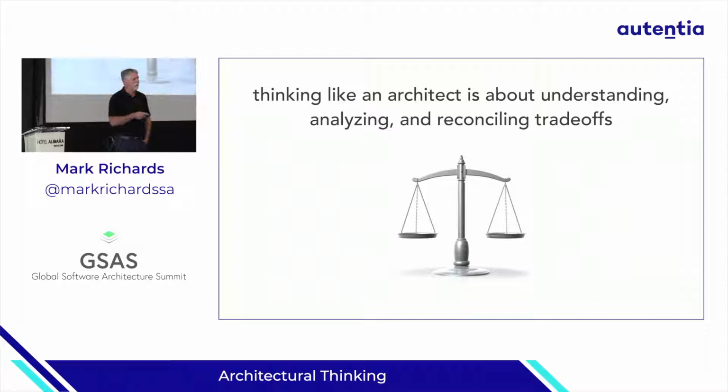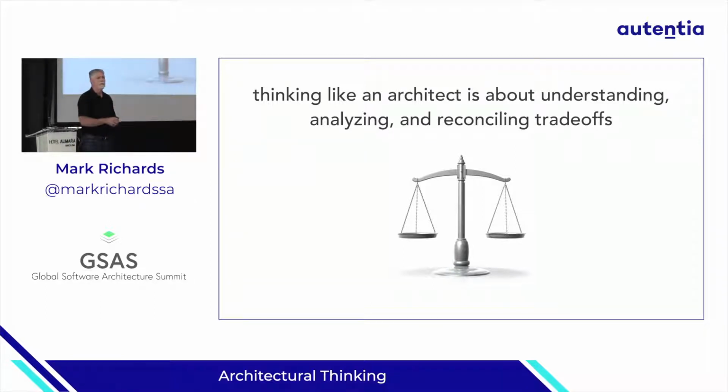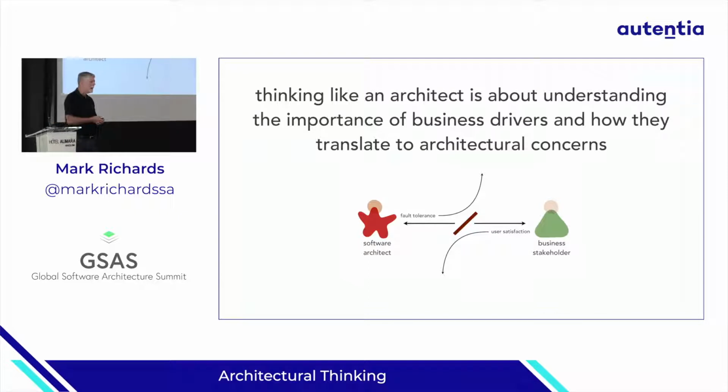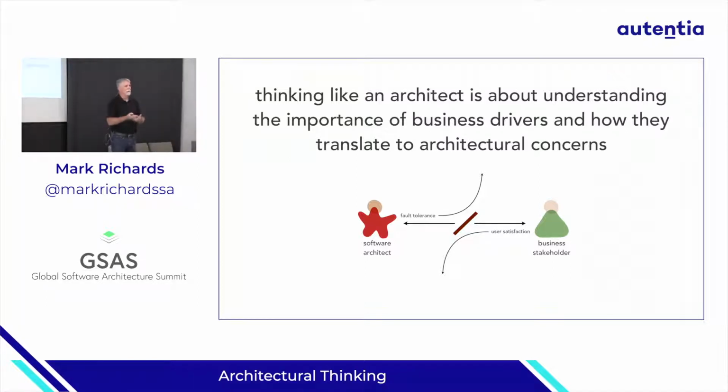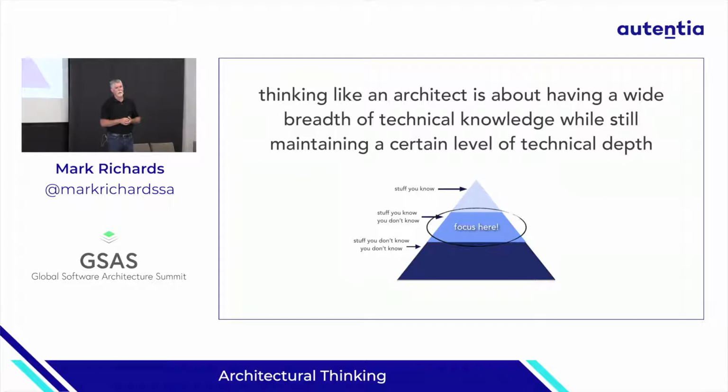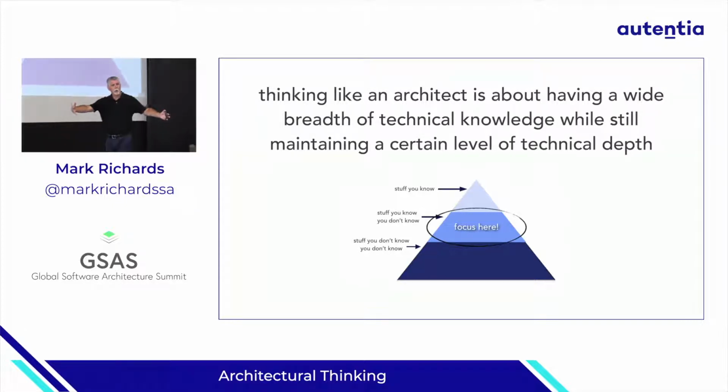Thinking like an architect, first of all, is actually being able to understand, analyze, and also recognize all the trade-offs associated with a particular solution or option available. Thinking like an architect is also being able to understand the business drivers associated with the problem you're trying to solve, and also being able to translate those business drivers into architectural characteristics, those quality attributes. And finally, the third, thinking like an architect, is being able to have that breadth of knowledge, that wide scope of knowledge, while maintaining some level of technical depth. This is necessary in order to think like an architect.